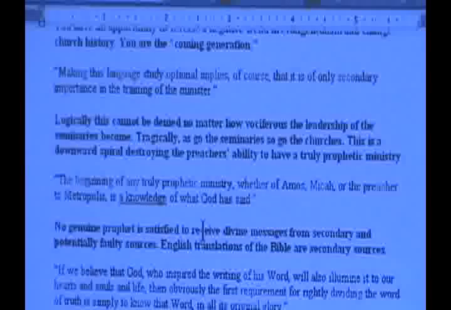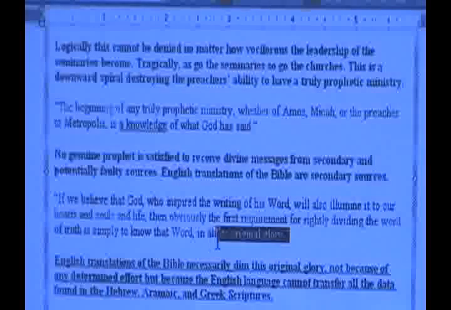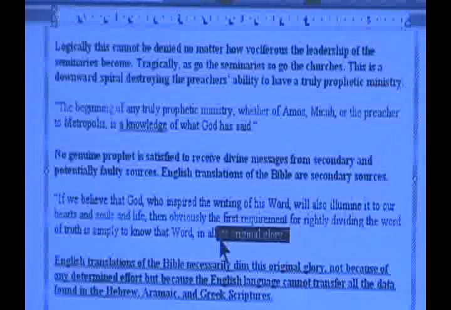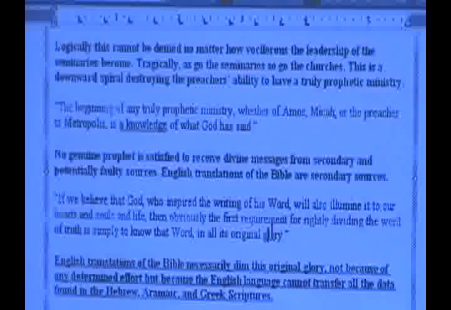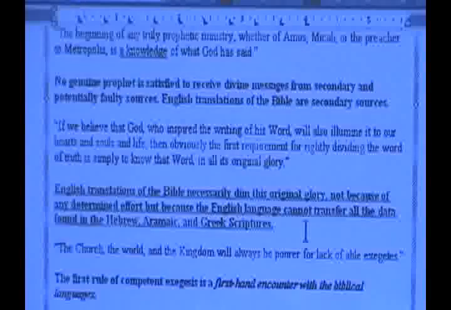Here it is. If we believe that God has inspired the writing of His Word, and will also illuminate it to our hearts and souls and lives, then obviously the first requirement for understanding divine truths is to know the Word in all its original glory. And one of the aspects I point out to you is this phrase, original glory. There is some original glory that loses itself in a translation. And we'll see that this time.